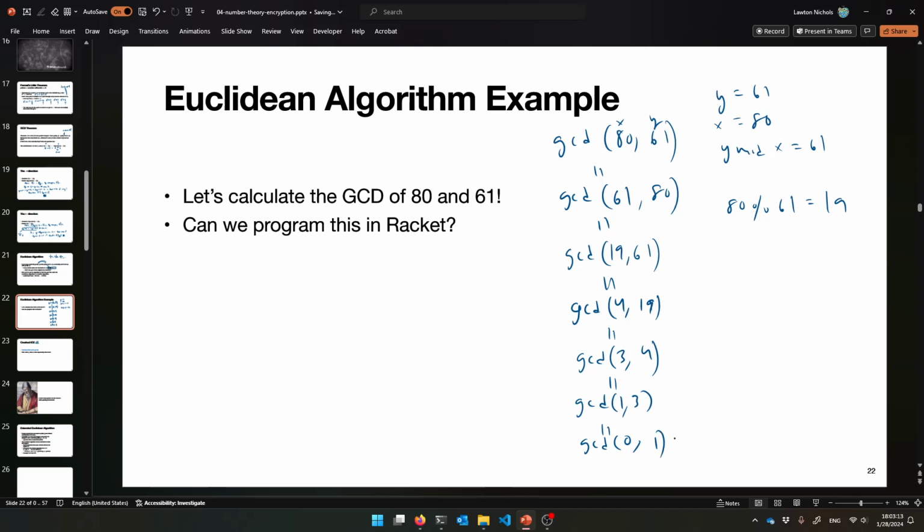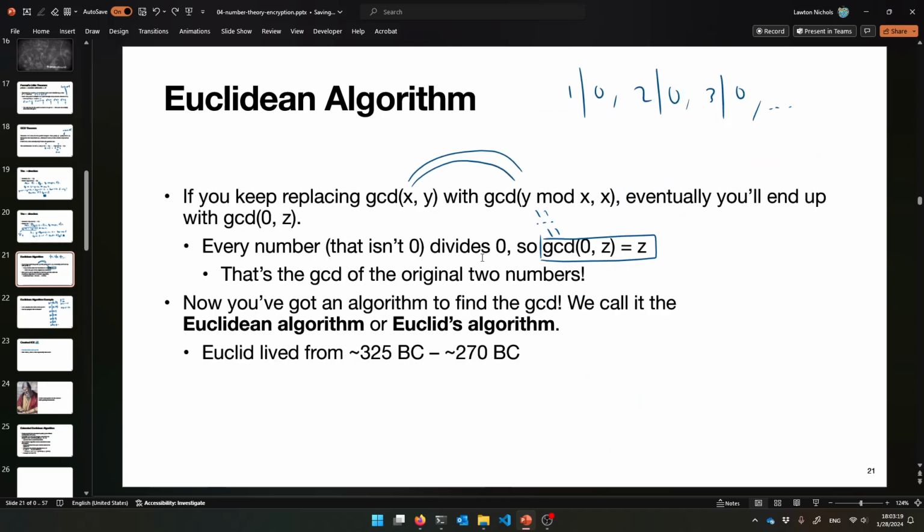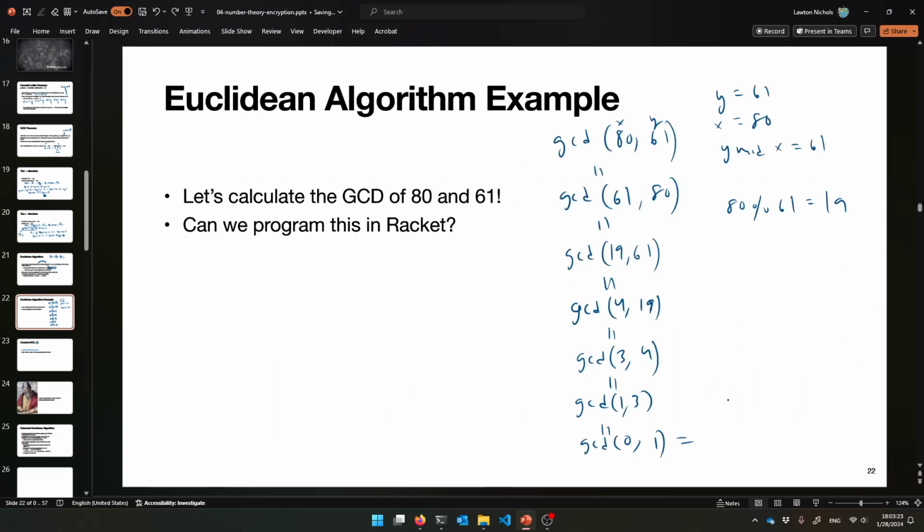So actually, the GCD of 0 and 1, the GCD of 0 and anything is the other thing. So finally, we got something that looks like this. The GCD of 0 and whatever was that whatever. It's equal to 1. So the final answer is 1. And so actually, these numbers are relatively prime. Their greatest common divisor is 1.